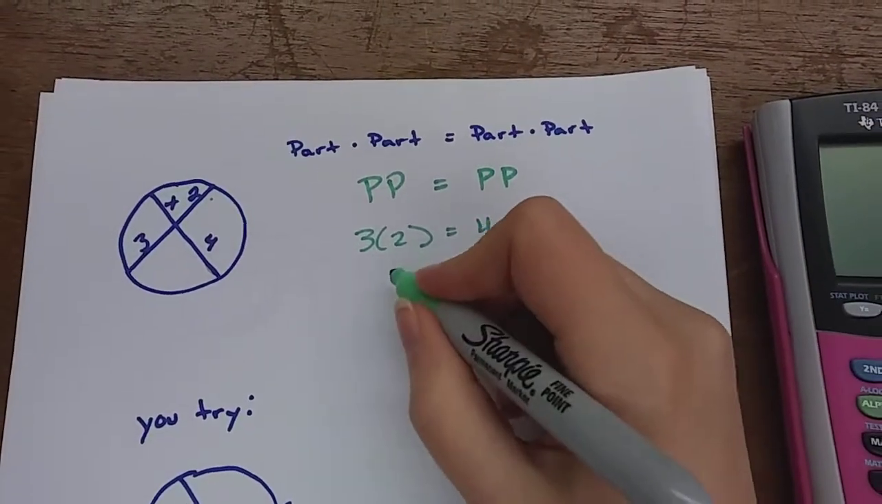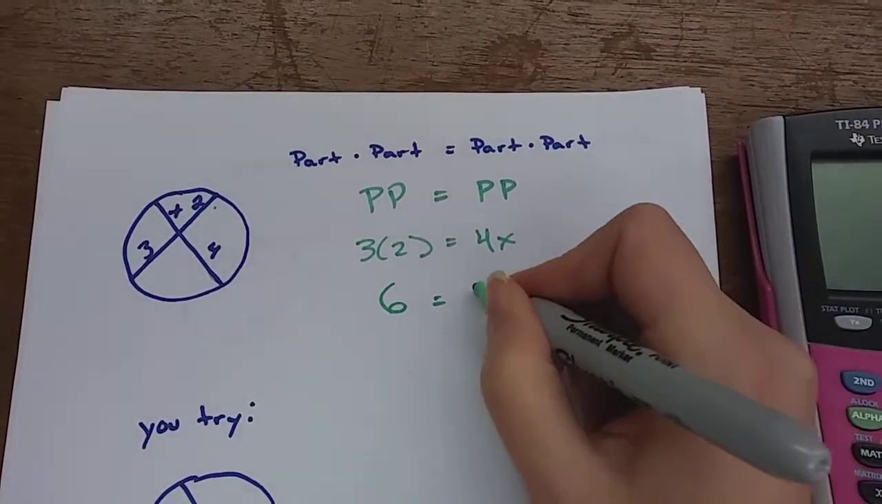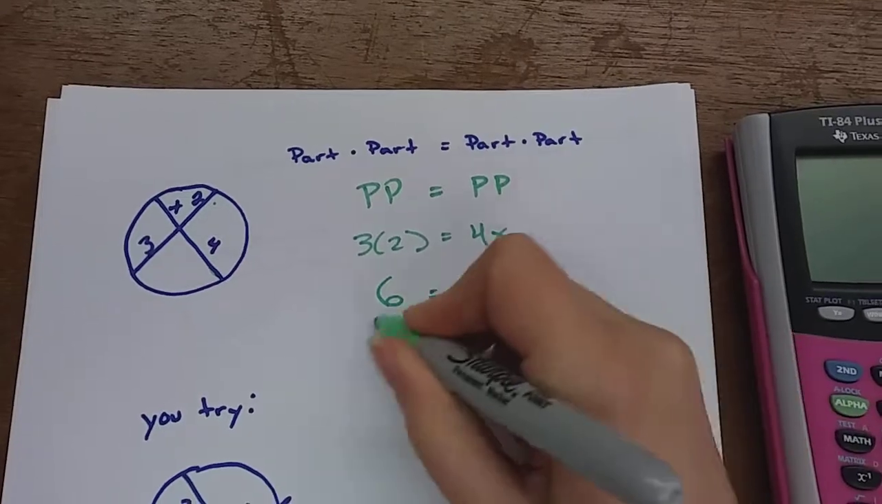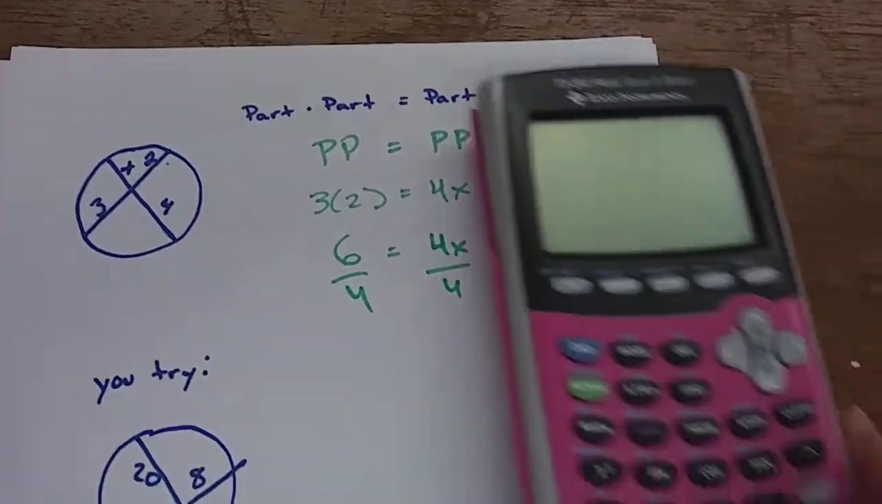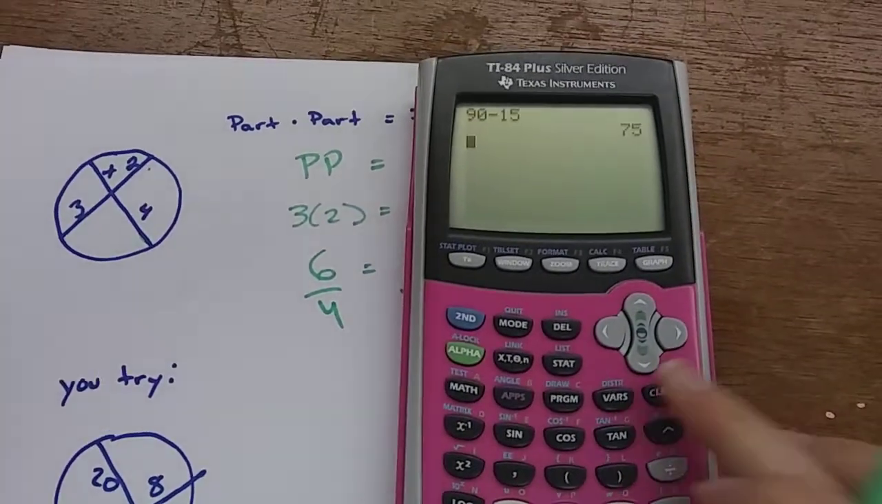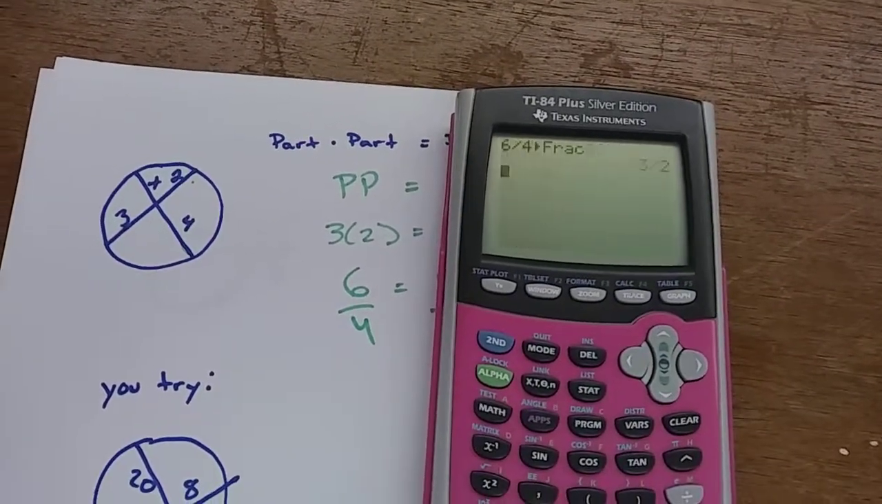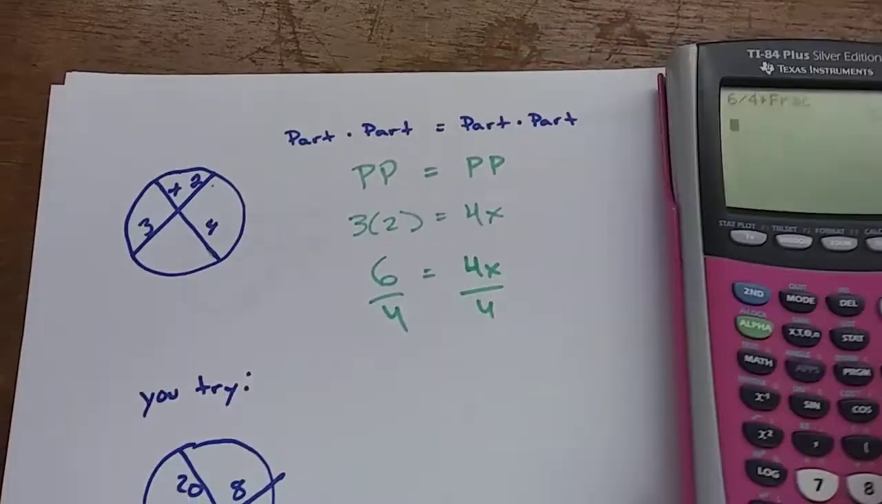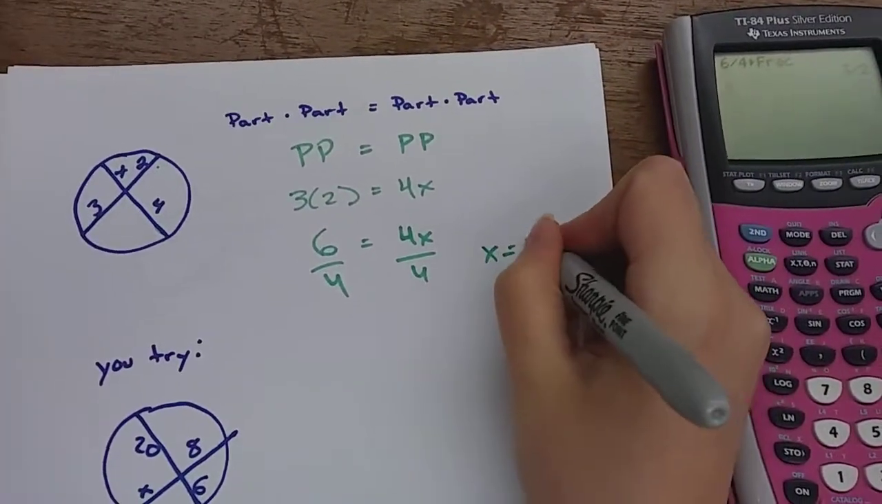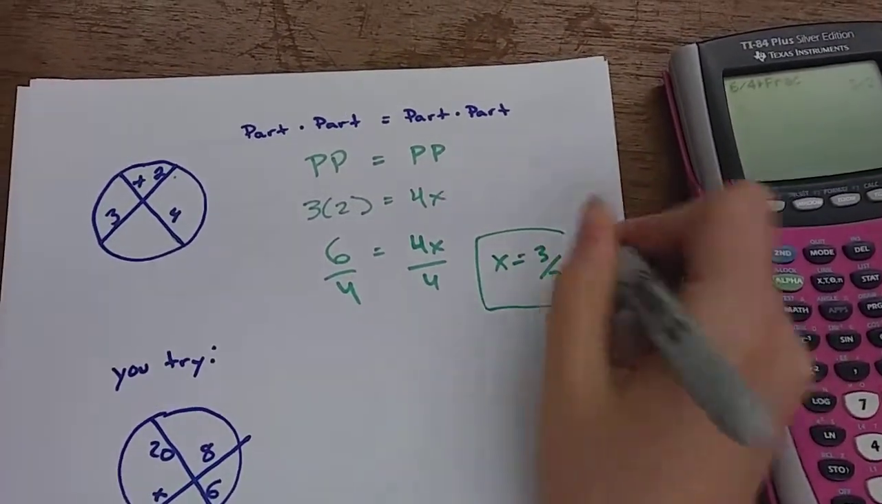3 times 2 is 6. Equals 4x, and I would divide both sides by 4. In this case, it's a fraction. You can just do 6 divided by 4 and hit math, enter, to get it to reduce if you're not good at reducing fractions. Okay, but normally you'll have whole numbers. But that's how you do it.